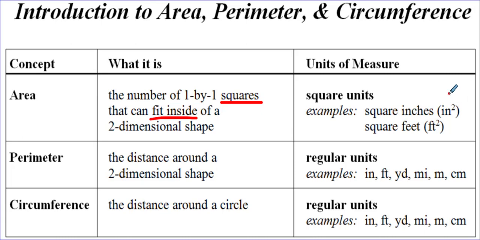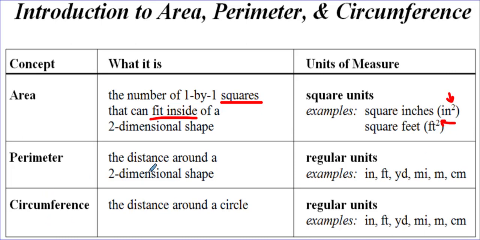The way that we show that is we put a little 2 in the corner of the unit of measure. That's our way of saying inches squared, kind of like second power. Another way of saying that is squared. So that's how we show square inches. Likewise, square feet, little 2 in the corner. So this is what you want to pay attention to for units of measure of area.